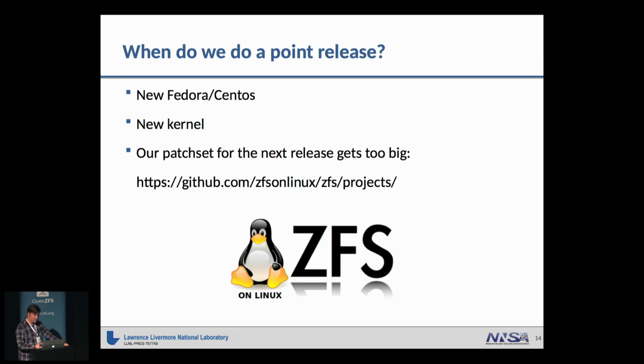So when do we put out point releases? Well, there's no fixed schedule. It's more on demand. The main reasons we do it are there's a new kernel version that breaks all the interfaces and we have to fix them again. That's number one. A new version of Fedora or CentOS, which usually comes with a new compiler that's a lot more strict and complains about a lot more things. Or our patch set for the next release just gets too big. And we just say, you know what, we just need to put out a new release. There's too many things people want in there, or there's too many bugs that we need to fix.